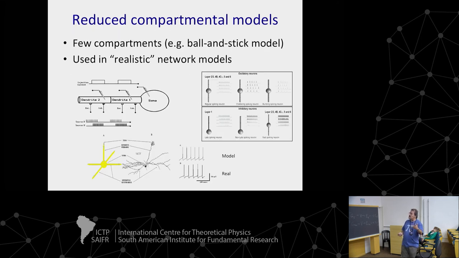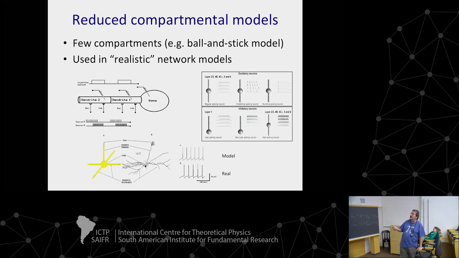Because of that, it's important to try and reduce the models to see if one can grasp the behavior using analytical formulas or approaches. So there is a whole industry of reduced compartmental models, which is basically reducing the structure of the dendritic tree. The basic way of doing this is by assuming that you can represent all the rich dendritic tree of a cell by just a stick made of several compartments, but a linear stick. This is the famous ball and stick model.